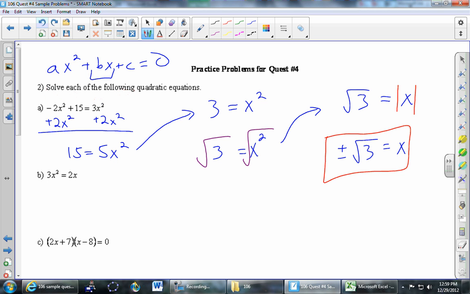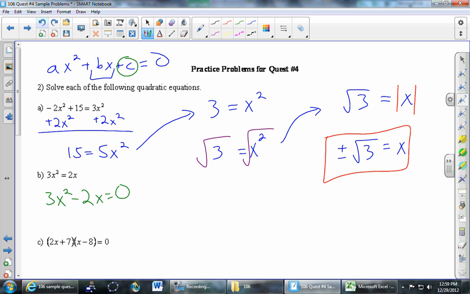Part B, 3x squared equals 2x. Same idea as before. We are missing a term, but this time we're missing the constant term. So here we are going to want to get one side to 0. So we'll subtract the 2x. So we get 0. And then you're going to want to factor. You're going to factor out something.